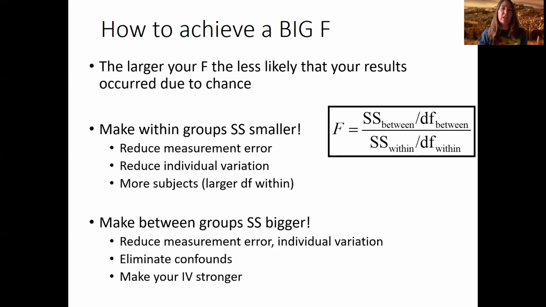Individual variation, you can consider that, random assignment, these types of things, and of course reducing your measurement errors. All things that will reduce your random error are things that are important to make your within sums of squares smaller. And then of course you want to make your between sums of squares bigger. So this is by eliminating your confounds, by making sure that you have really good operational definitions, that your independent variable is very strong, and of course through also eliminating random error as well.